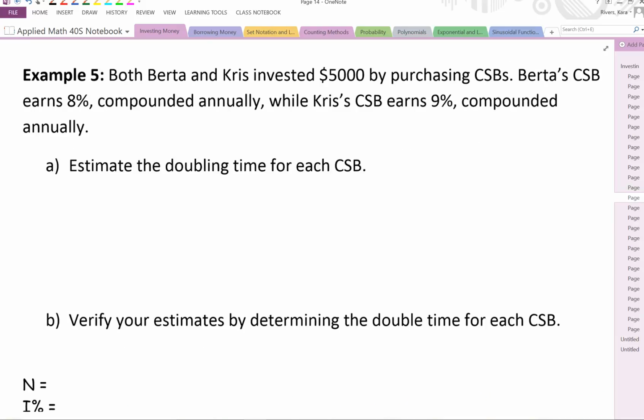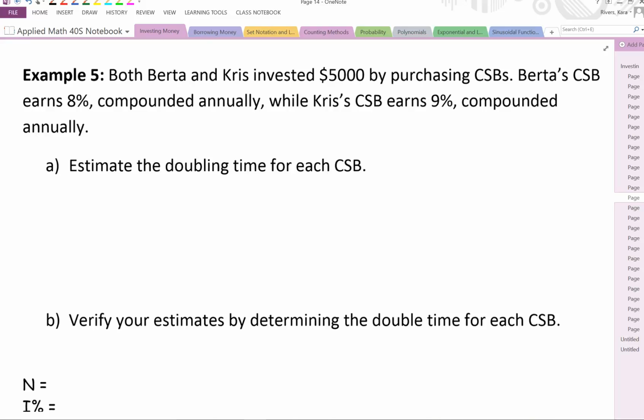So if you skip over to page 14, example 5 says, both Berta and Chris invested $5,000 by purchasing CSBs, or Canada Savings Bonds. Berta's CSB earns 8% compounded annually, while Chris's CSB earns 9% compounded annually. Estimate the doubling time for each Canada Savings Bond.